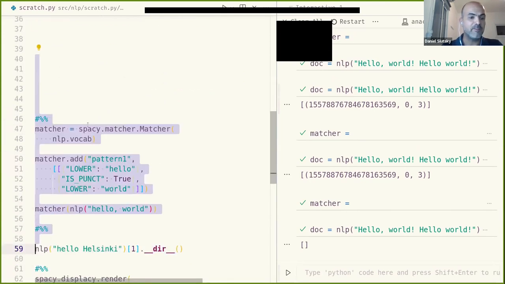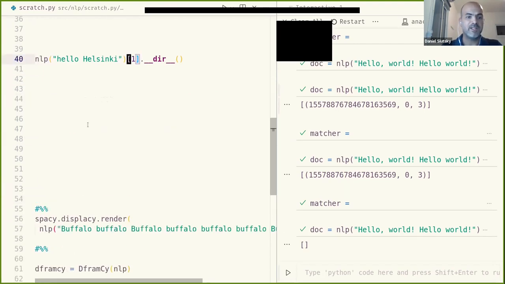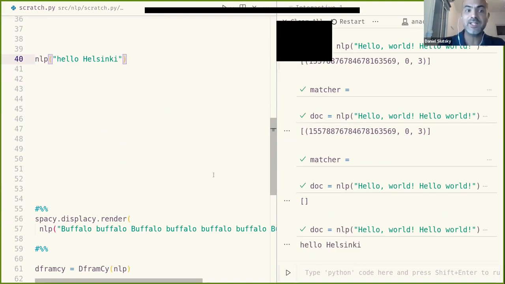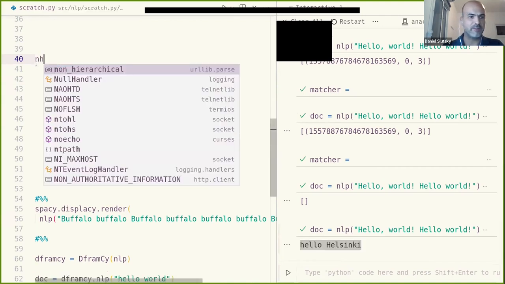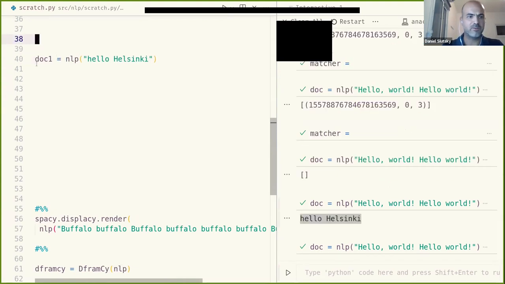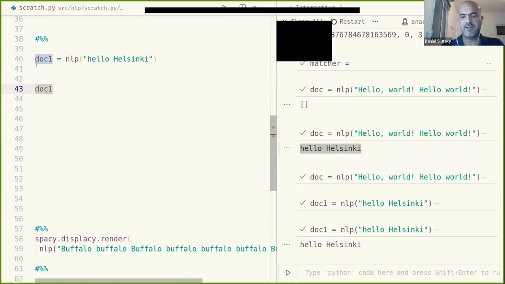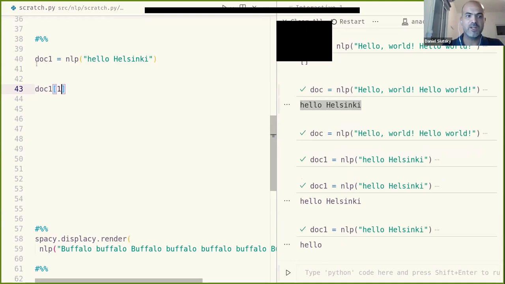And maybe another example: what happens if we say hello Helsinki? We create this document. Let us look inside what we have there. This document prints as hello Helsinki, but it is no longer just the text. Maybe let us call it doc one, and let us look into doc one. Actually, it is a sequence of tokens and some details about them. So we could ask about the first token, which is hello, and the second token, which is Helsinki.